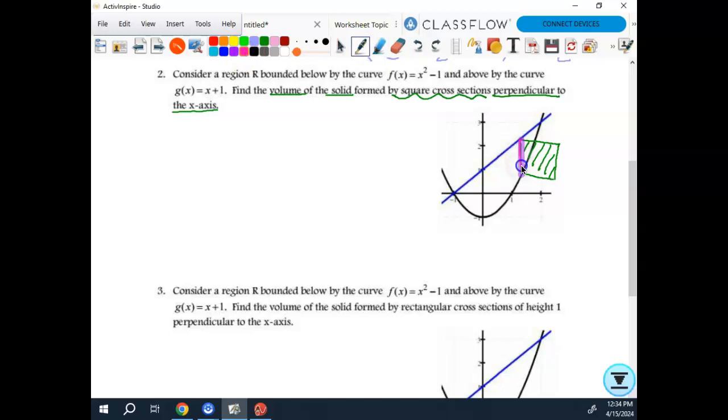I want the distance from here to here, right? Yeah. So just subtract the y values, right? You just subtract the y values. That's all I have to do. Does that make sense? Okay.